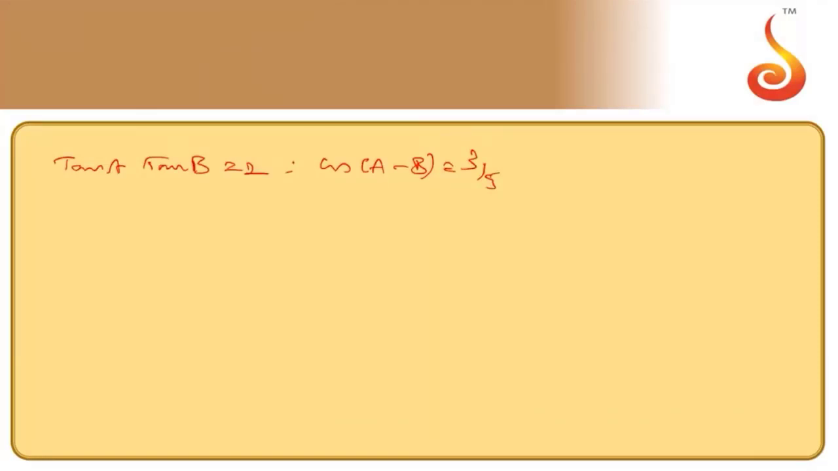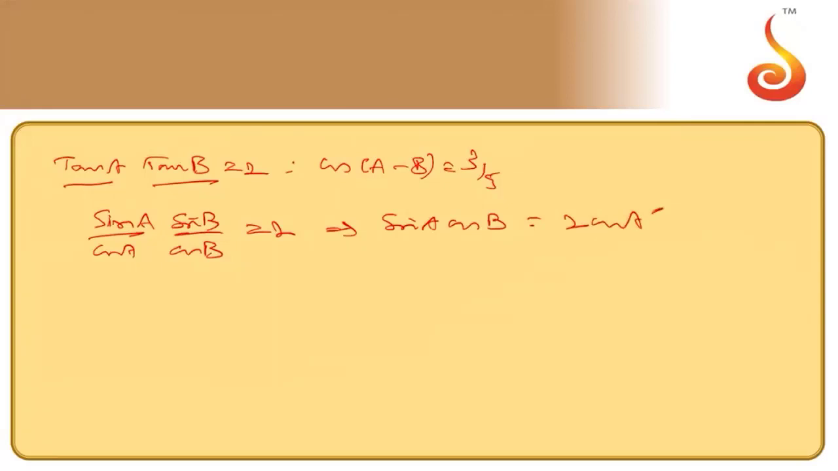Let me simplify. Tan A tan B can be written as sin A by cos A and sin B by cos B, which is equal to 2. So from here, sin A into cos B is equal to 2 times cos A into sin B. So let us calculate cos of A minus B over here.